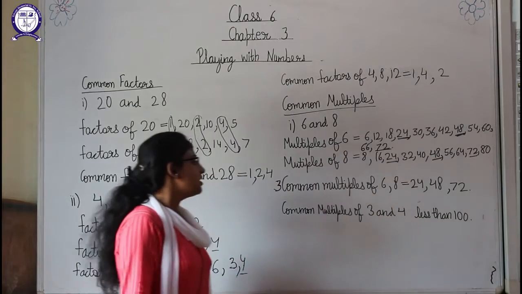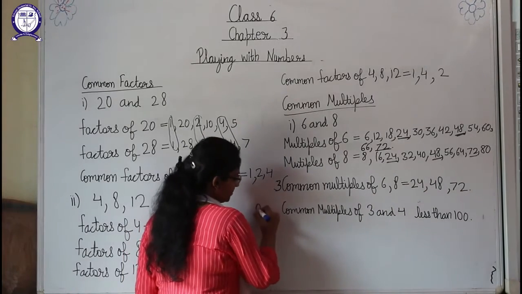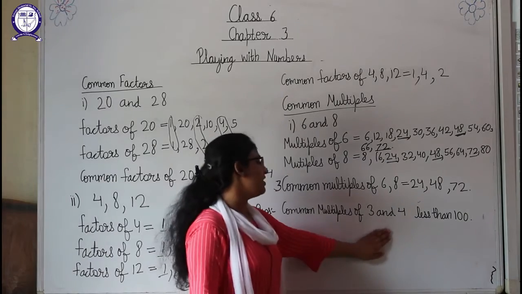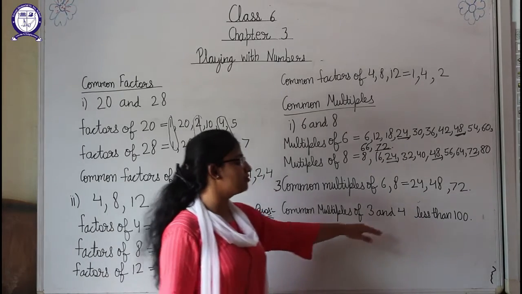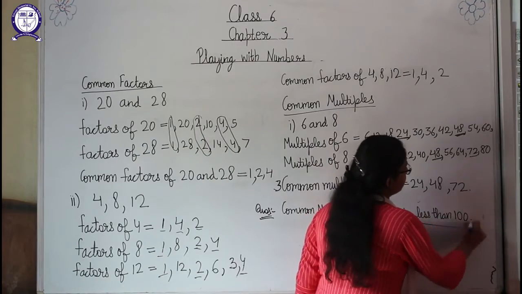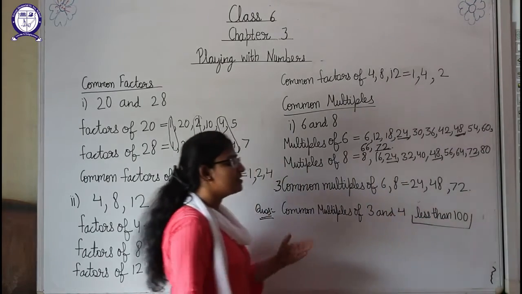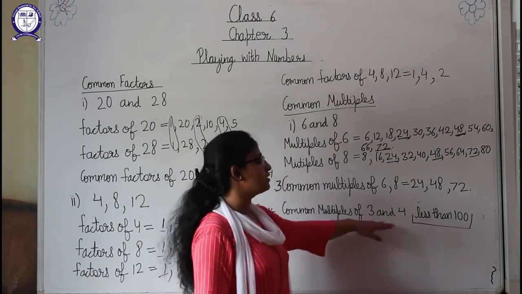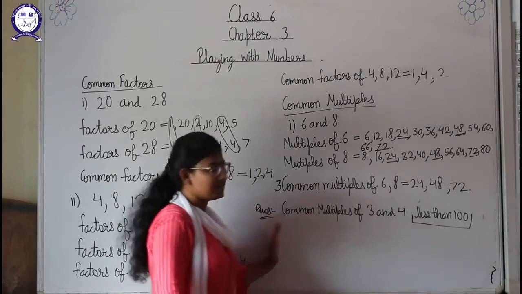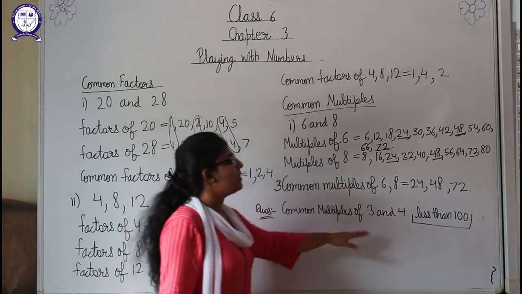Okay students, now our last question is the common multiples of 3 and 4. We have to write the common multiples of 3 and 4 up to less than 100. Okay, means up to 100 we have to tell the common multiples of 3 and 4. So students, if you start listing, it will be very big. So the simple method is here.